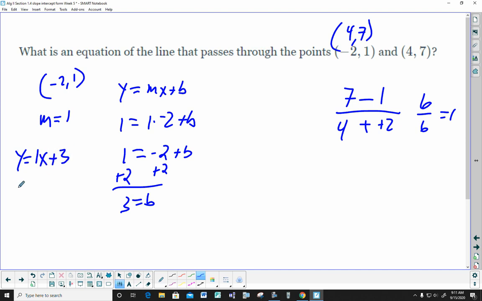Do you have to write the 1? No, you don't. It's okay if you do, but it's optional. When your slope is 1, it's optional whether you write it because there's an implied 1 that's here.